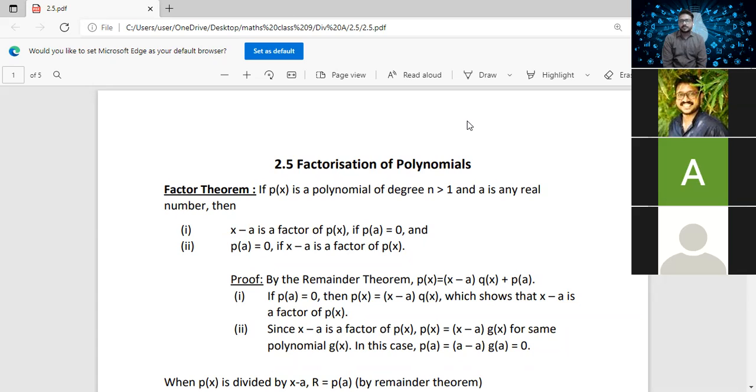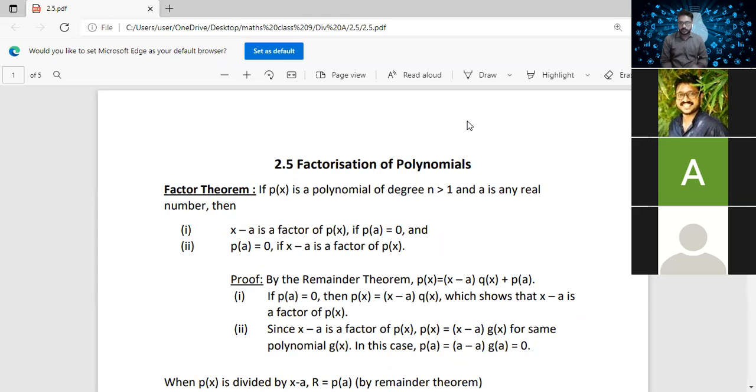In this section 2.5, we are going to deal with factorization of polynomials. In order to do that, I will tell you what all things we are doing in this section. First of all, we will learn a new method for the factorization of polynomials, and we will use that to factorize polynomials using two methods. We will learn each and every method separately.